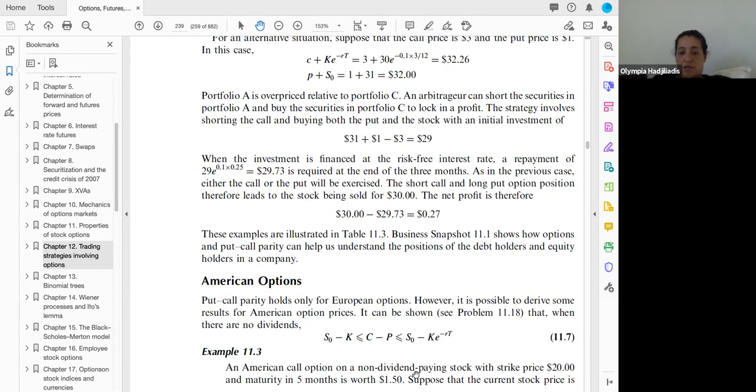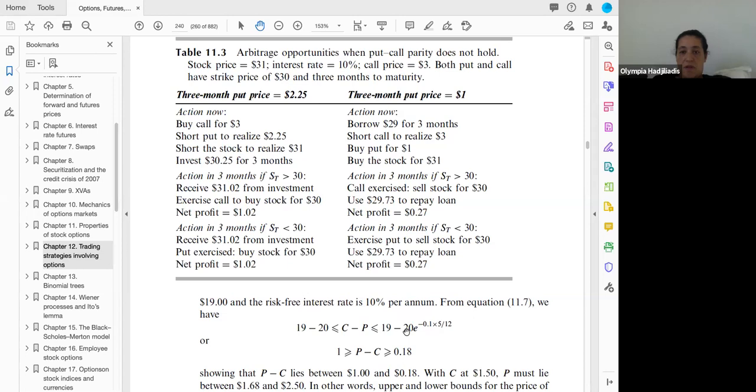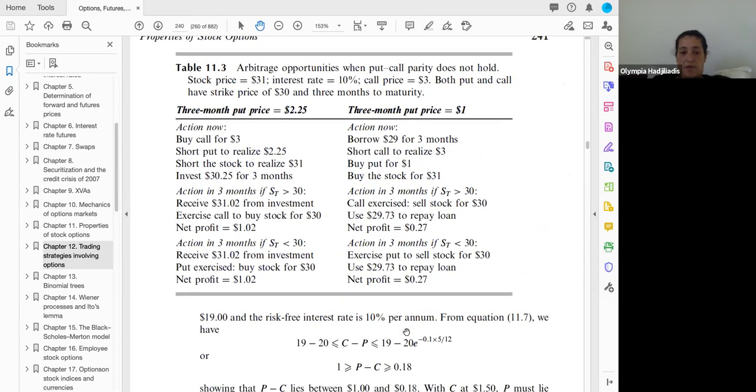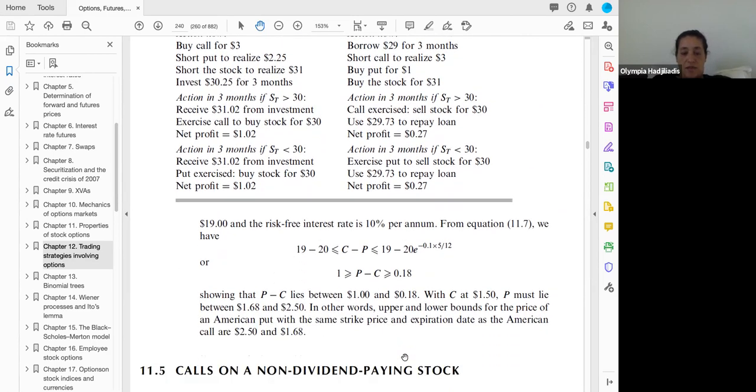An American call option on a non-dividend paying stock with strike price $20 and maturity in 5 months is worth $1.50. Suppose that the current stock price is $19 and the risk-free interest rate is 10% per annum. From equation 11.7 we have an upper and lower bound. 19 minus 20 is the lower bound for C minus P, and the upper bound is 19 minus 20 e to the minus 0.1 times 5 over 12, which gives that P minus C lies between $1 and 18 cents.